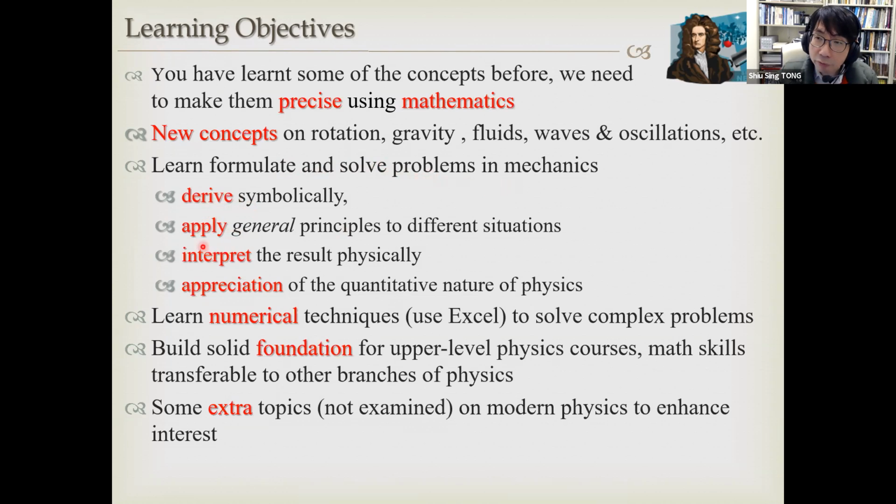You also have to apply the general principle. When you learn a general principle, you should be able to apply that principle, that equation, to different situations. Again, that is to be done analytically and symbolically. Instead of carrying a number around, you derive the whole thing using symbols. After you get the result, you have to learn how to interpret it, and you appreciate that physics is quantitative, and that a precise description of nature is only possible using the precise language of mathematics.